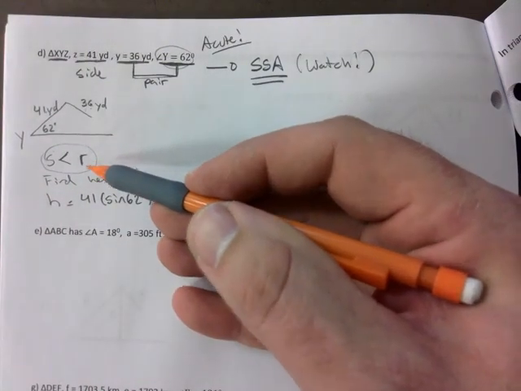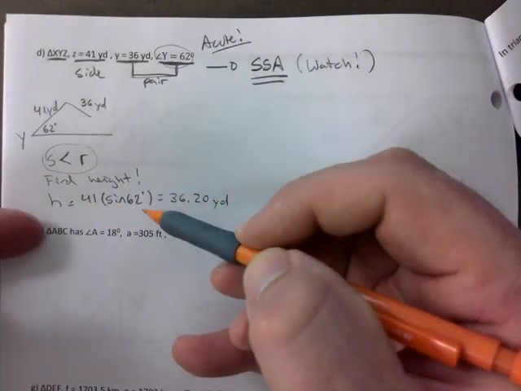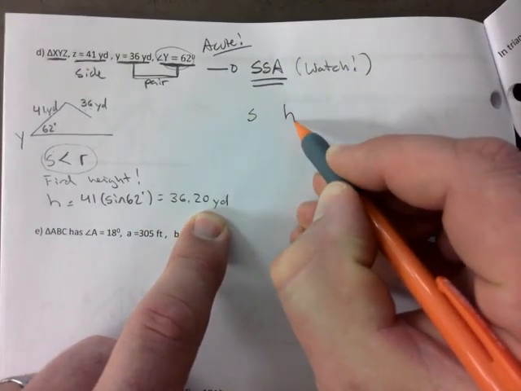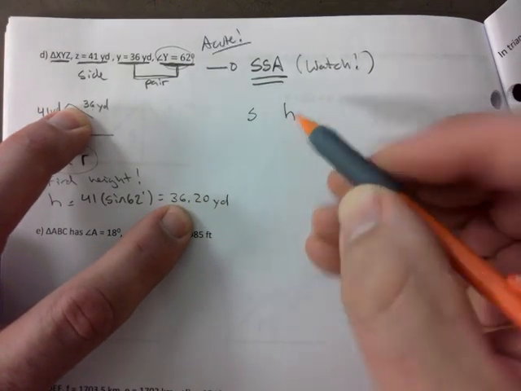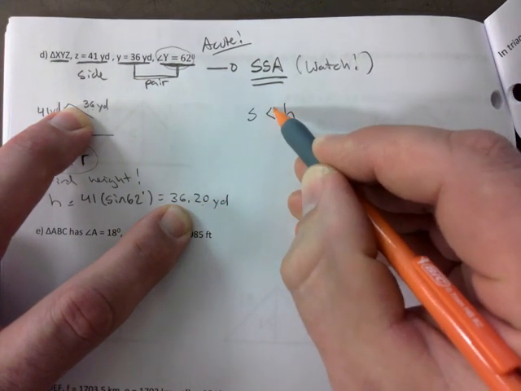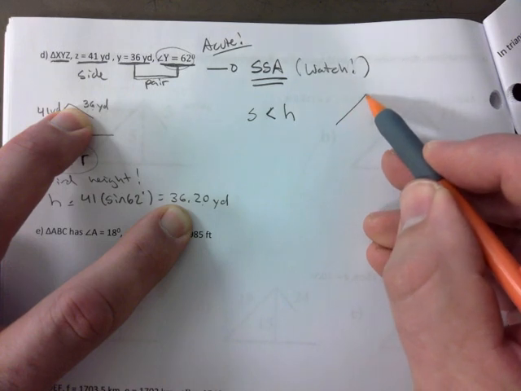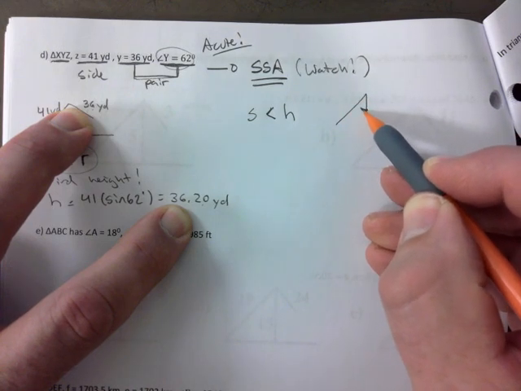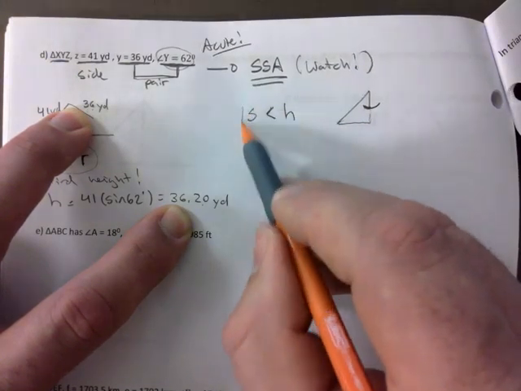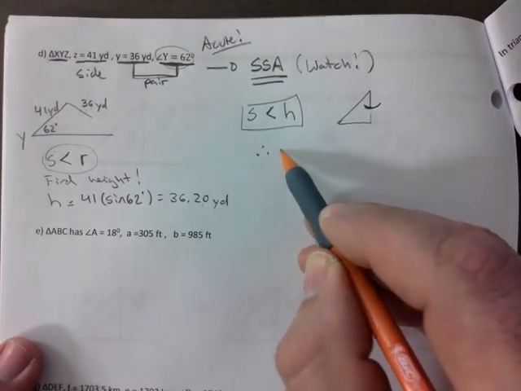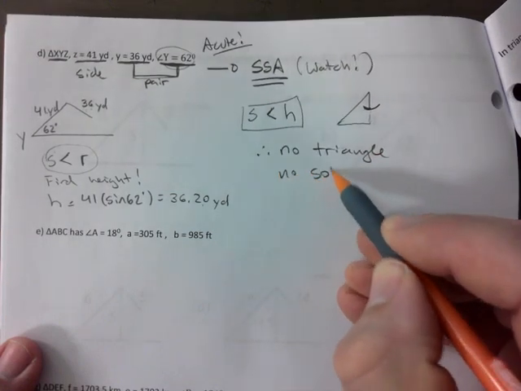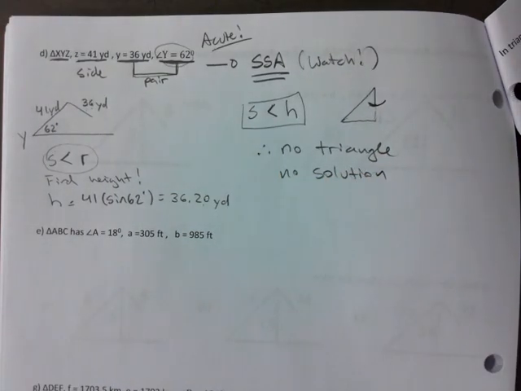Anytime the string is shorter than the rod, you have to find the height. Now you're going to ask yourself, string and height, what are you going to say here? Look at the numbers. I know that my string is shorter than the height. So what's happening here? The string is up here dangling like this, and it can't quite close that. So therefore, no triangle. No solution.